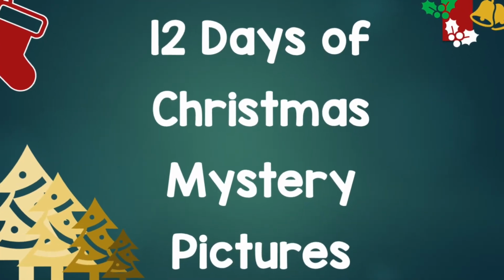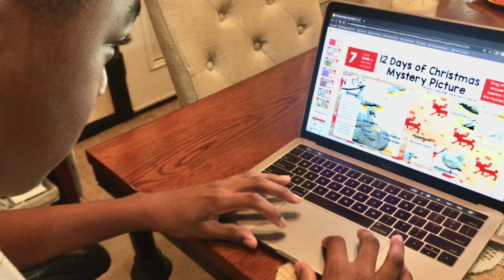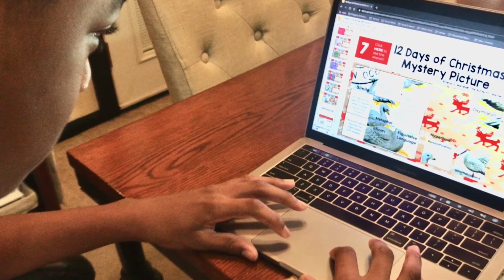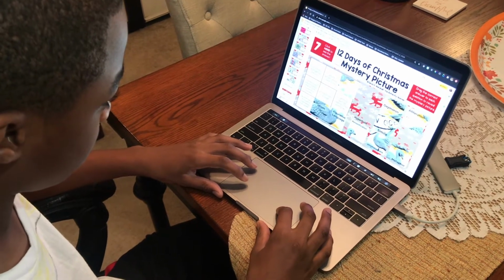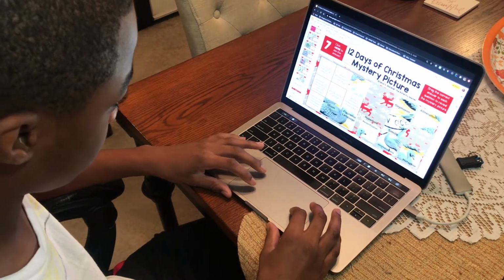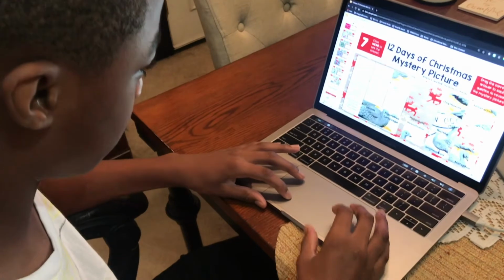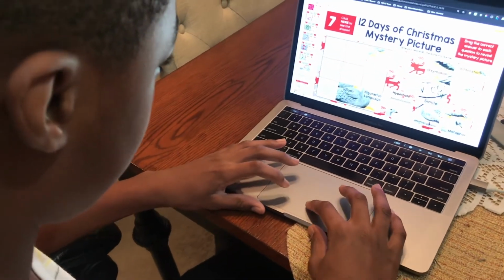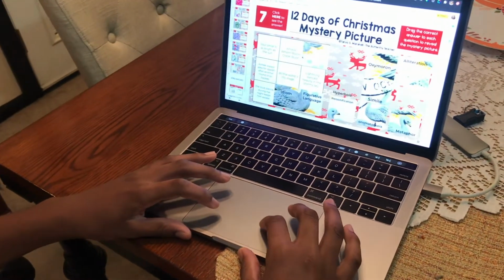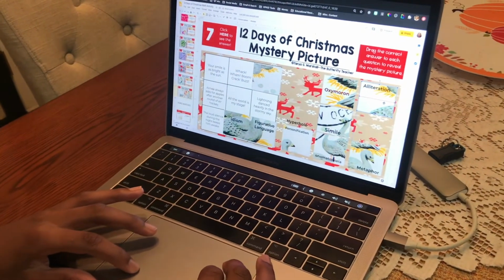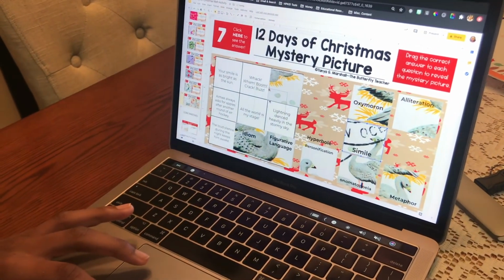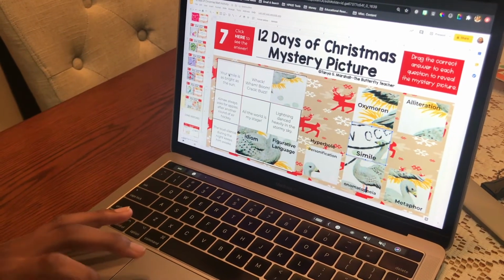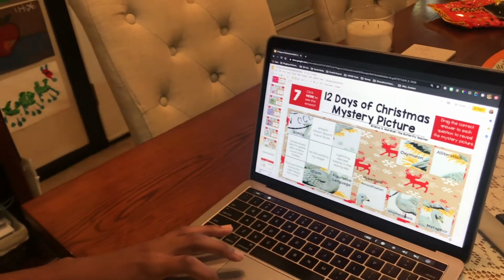The first idea is 12 Days of Christmas Mystery Pictures. This is a Google Slides activity where your students will review math and language arts concepts, but they'll do it with the 12 Days of Christmas popular song. This idea is fun for students who may not know what a partridge in a pear tree looks like. And let me show you some other features about this activity that would make it very engaging in your classroom.